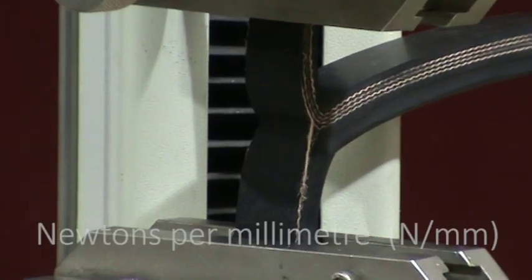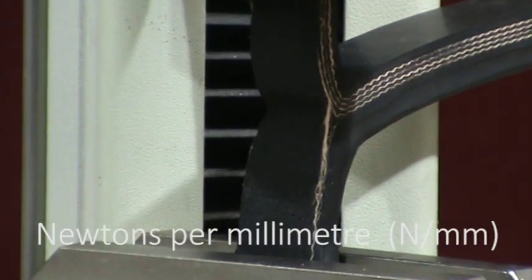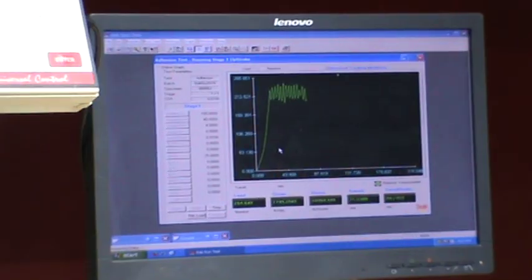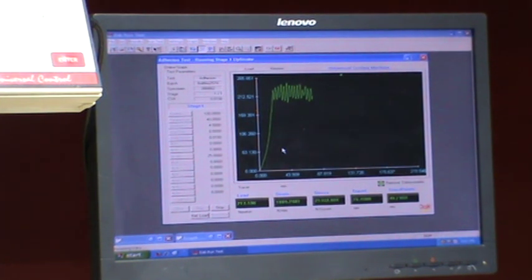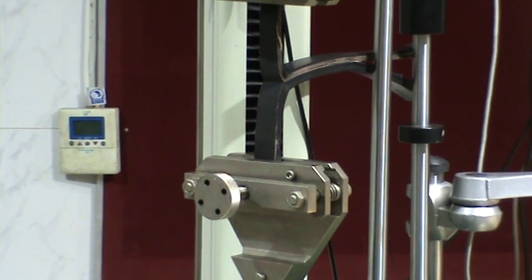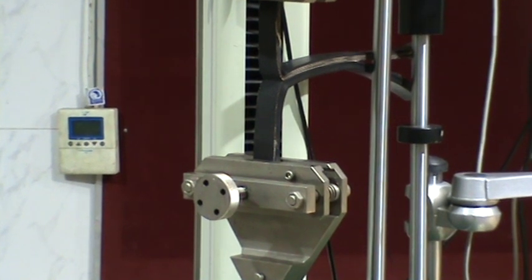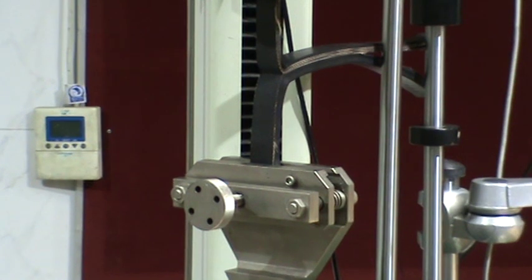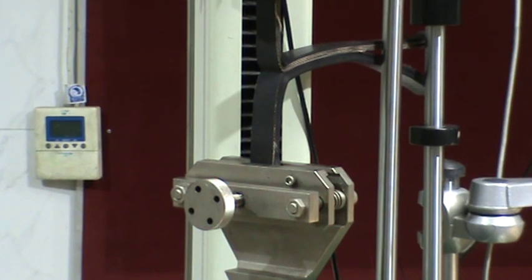B. Adhesion test. The adhesive strength of fabric-reinforced conveyor belts is measured in newtons per millimetre, N per mm of width. The test is conducted by cutting a sample and then pulling it apart using a tensile tester. This measures the average force used to pull the belt apart, giving an indication of how well the conveyor belt has bonded together. Poor adhesion levels may result in delamination of the conveyor belt during service. The adhesion is tested between the plies and between the cover and plies.